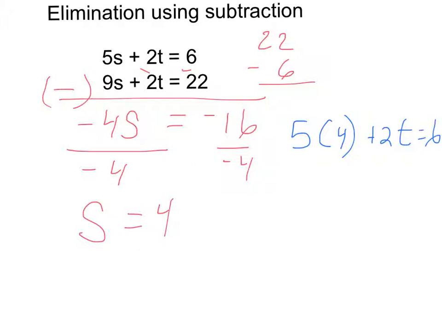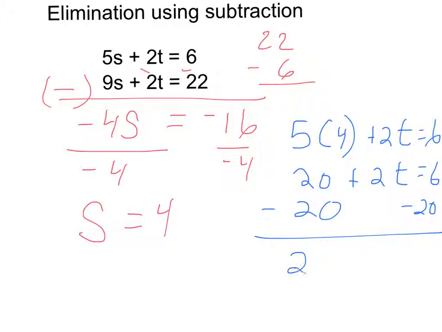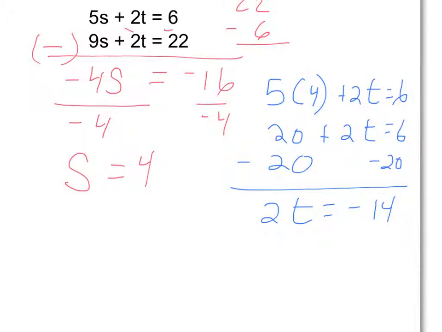Okay, so then we continue on and we get 20 plus 2t equals 6. At this point, subtract 20, and you get 2t equals negative 14. Divide by 2, and I'm running out of space here a little bit. We'll just shrink it here. And divide by 2, t ends up equaling negative 7.